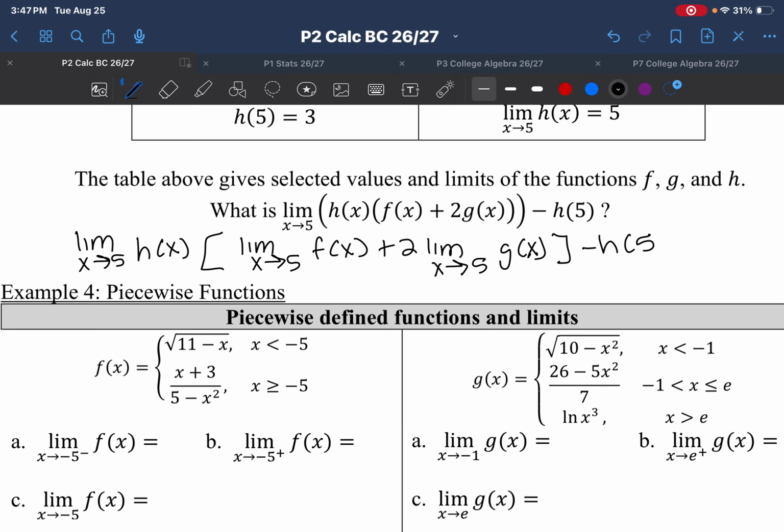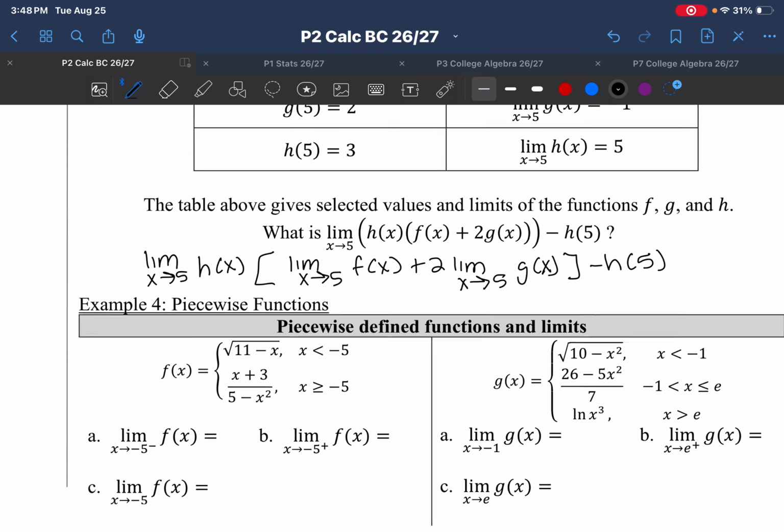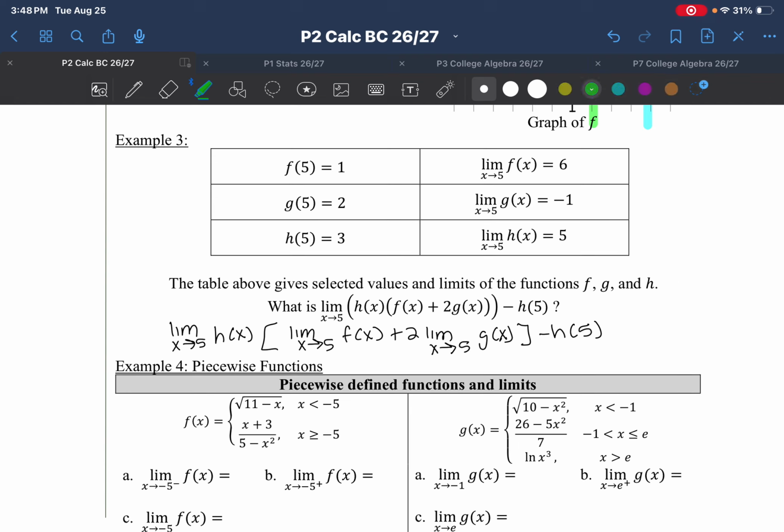minus h of 5. Okay, so from here, I need to identify what these values are. So the limit as x approaches 5 of f of x, so that is 6.